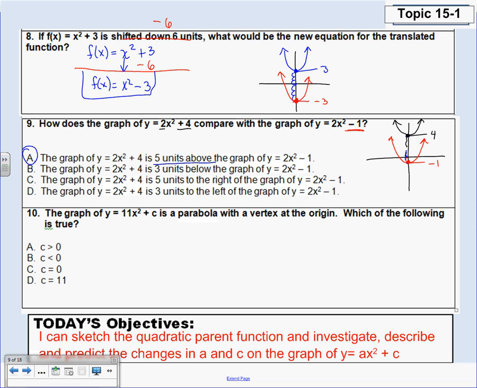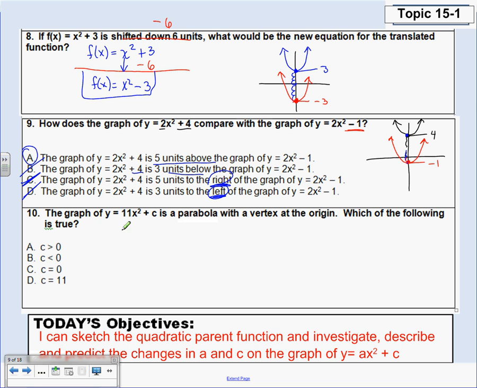But let's look at the other two just so you can see why the other ones are not. We have 2x squared plus 4 is 3 units below. If I look at my picture, plus 4 is not below the minus 1, so B is no good. The graph that has the plus 4 is 5 units to the right. We have not shifted anything to the left or the right, and so I immediately know C is no good, and then D has left, so I know D is no good. That is one of the things: we are not shifting left or right, so if you ever see it's moving left or right, we can immediately toss those out.